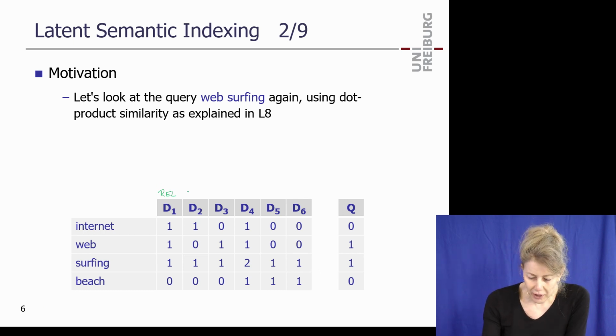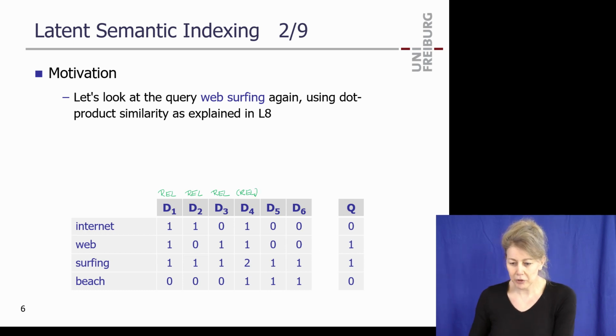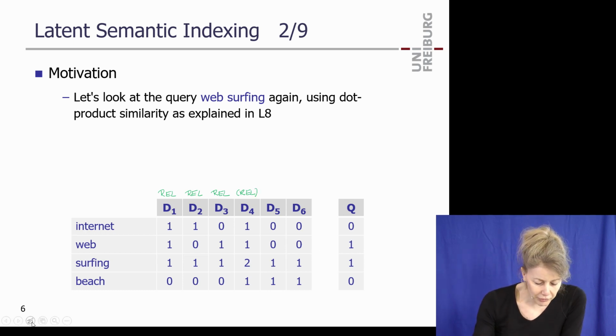The second document is also relevant. It doesn't use web, it uses internet surfing, but it's relevant. This one is relevant. The fourth one is maybe a little bit less relevant. It's about web surfing, but also about beach surfing. And these here are not relevant. They are about some other surfing.